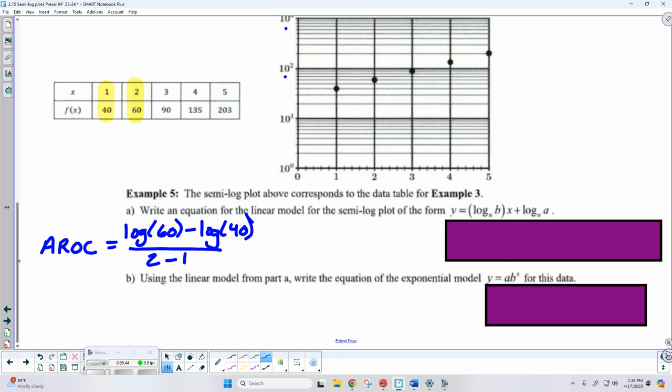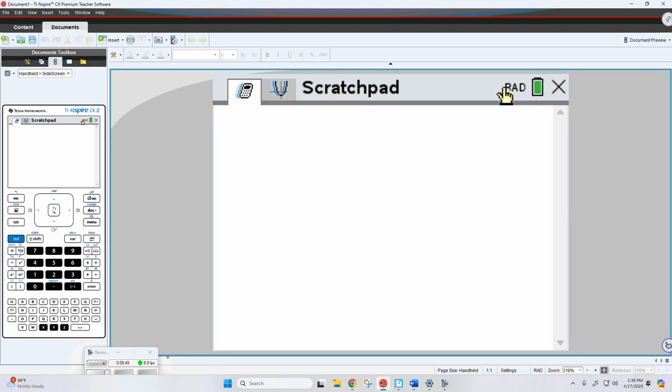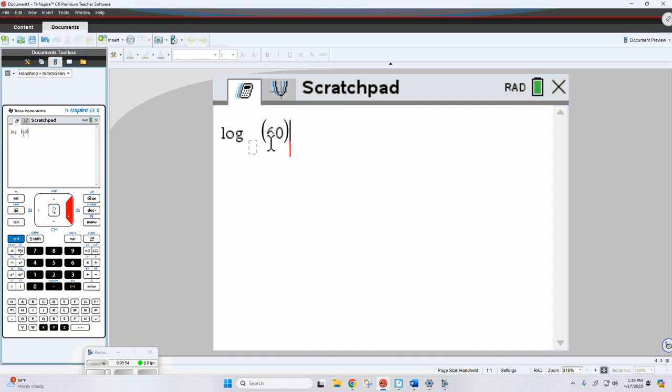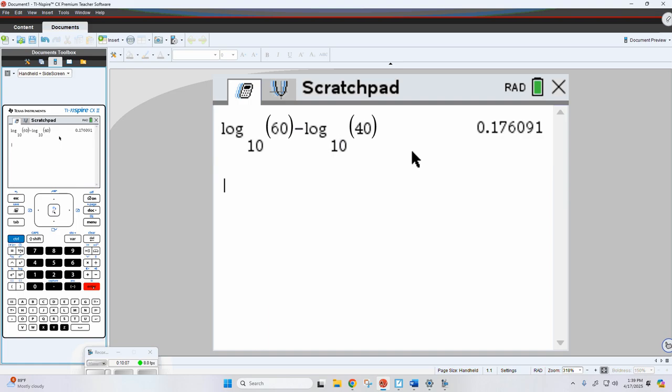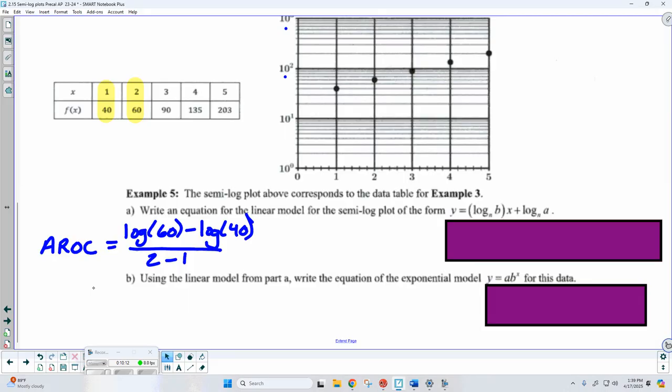Now, this is divided by 1, so we don't have to worry about that, but let's see what we're going to get. So I'm going to say log of 60. And remember, you can put in 10 if you'd like. If you don't, it'll still recognize it as the common log. So log of 60 minus the log of 40. I'm getting my average rate of change, let's say 0.1761. So I'm going to come on back over here. So 0.1761.